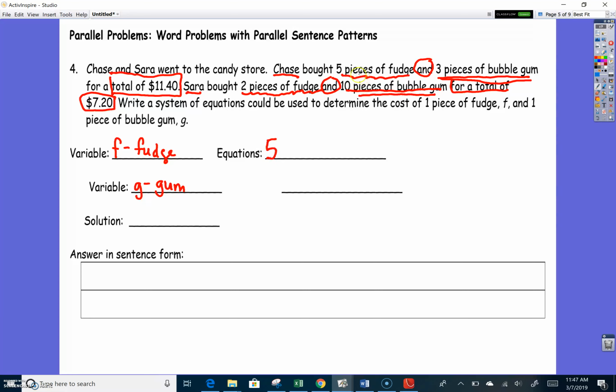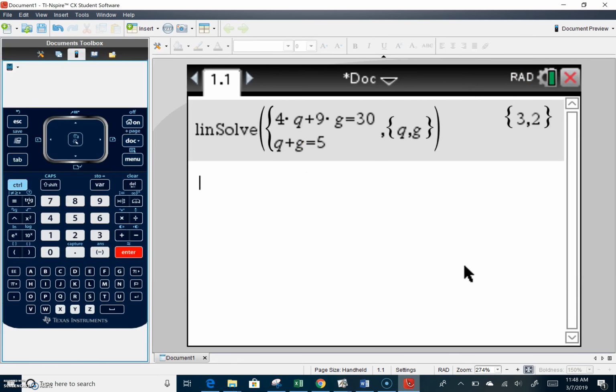5 F, F is the fudge, and means plus 3 bubble gum, that's G, total equals $11.40. My next equation, Sarah bought 2 fudge and 10 G, they're parallel because they are very, very close to being together. $7.20. Okay, now we go to our calculator and then we can solve.